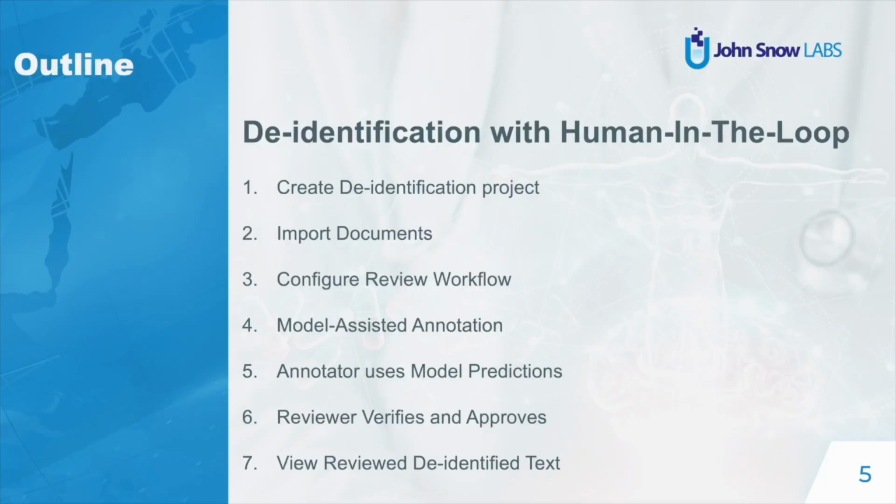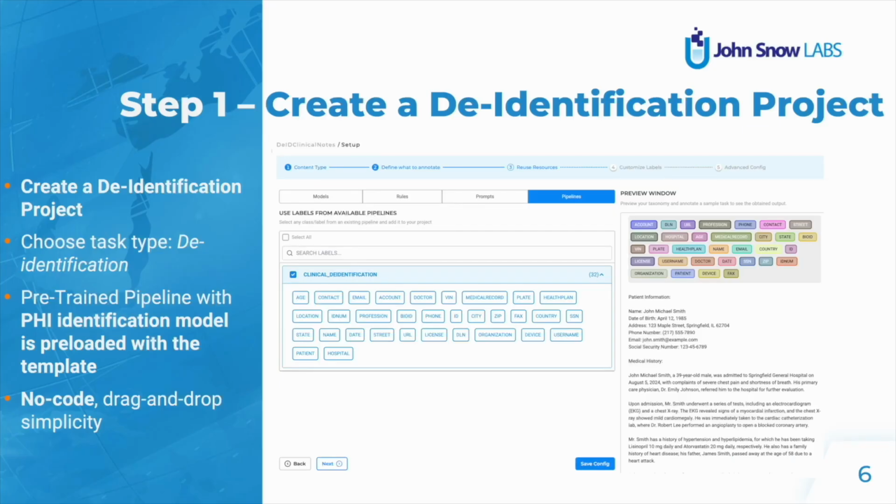Here's what a typical human-in-the-loop de-identification workflow looks like inside the Generative AI Lab. First, you create a de-identification project, import documents, then configure review workflows, annotate using the model predictions, verify and approve annotations by reviewer, and finally we view the reviewed annotations as de-identified text. Let's walk through each step in more detail.